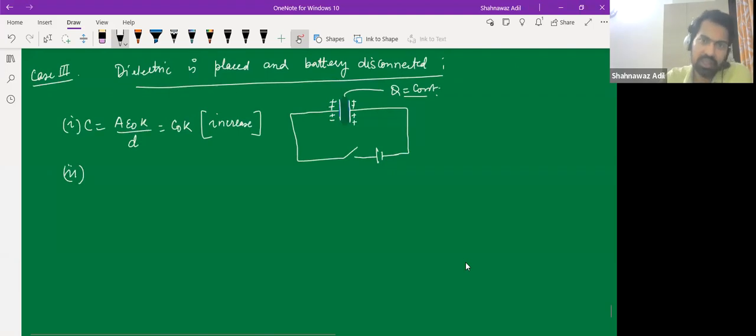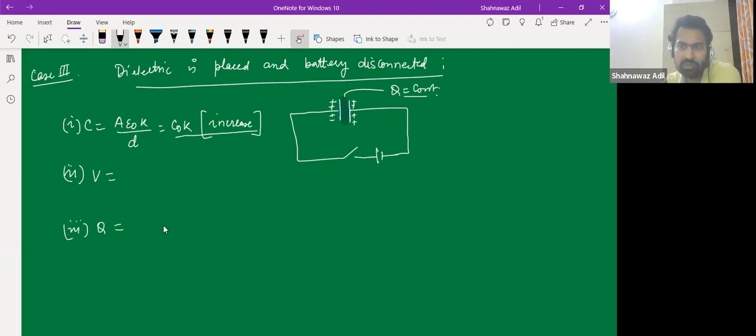So we have battery disconnected, which means that charge is constant, and dielectric is placed between the parallel plate capacitor. So whenever dielectric is placed, the capacitance becomes multiplied by this K factor, the dielectric constant factor. So this is increased, right? Now, what would be the voltage? But before we calculate the voltage, let me talk about charge. So what would be charge? Yes. What would be charge, Aisha and Rabia?